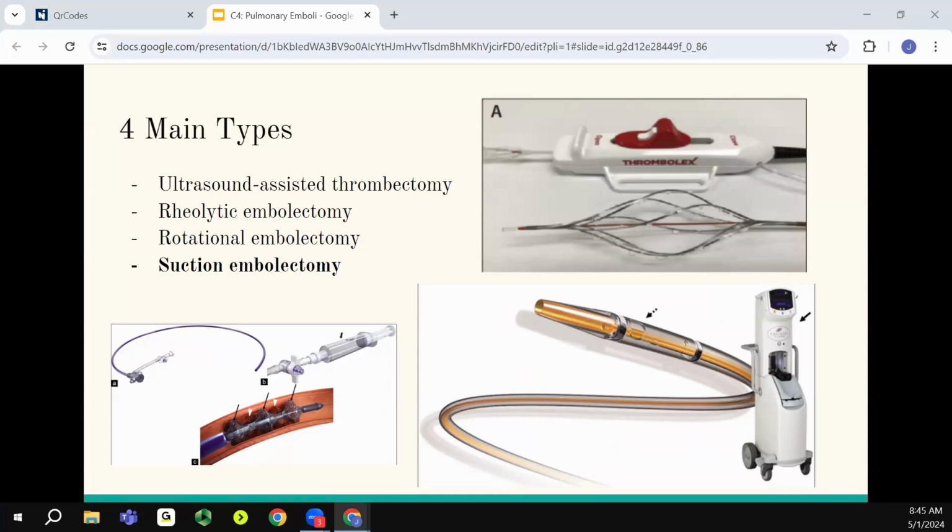Unfortunately, not one of these 4 types of devices has been studied in a randomized controlled trial against systemic thrombolytics or systemic anticoagulation. It relies entirely on case series, retrospective studies, industry-funded, look-at-how-these-things-work sort of studies. There's one randomized controlled trial of catheter-directed therapy. It's called the OPTALYSE PE study, but what it randomizes is the doses of TPA that's given. And again, it doesn't compare it to systemic TPA or anticoagulation. It just looks at the relative doses of catheter-directed TPA.